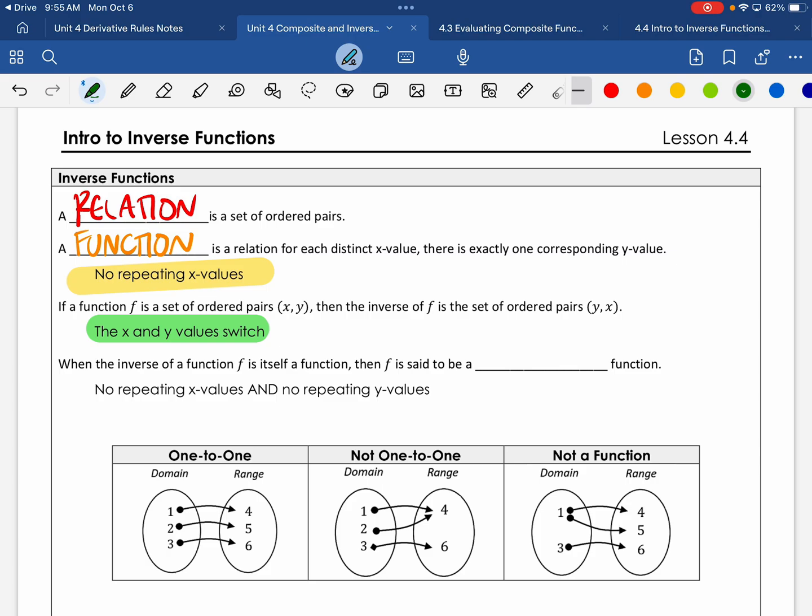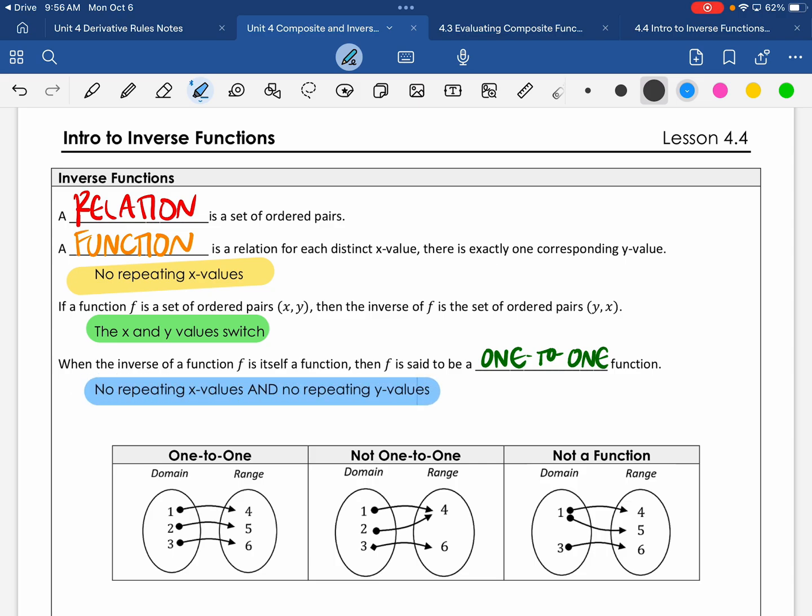When the inverse of a function f is itself a function, so when the original function is a function and the inverse is a function, so they're both functions, it is said to be 1-to-1. If the inverse and the original function are both functions, our function is 1-to-1, which means that there are no repeating x or y values. So 1-to-1 means there are only individual x's and individual y's. Nothing gets repeated.